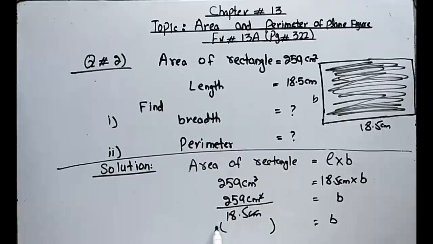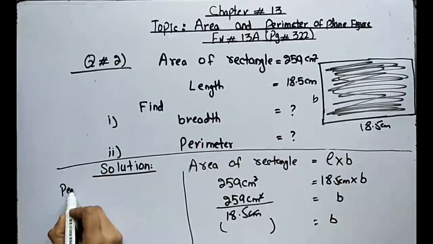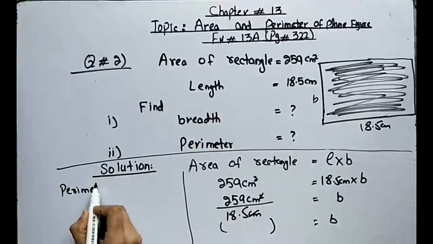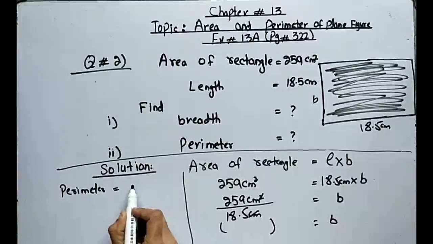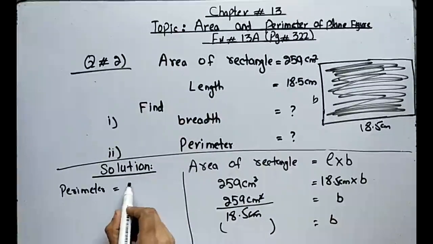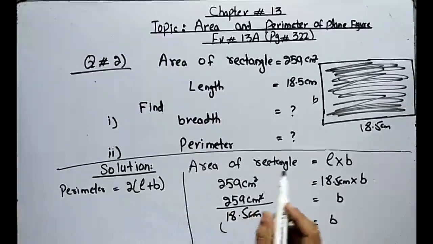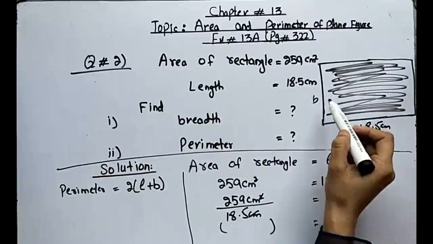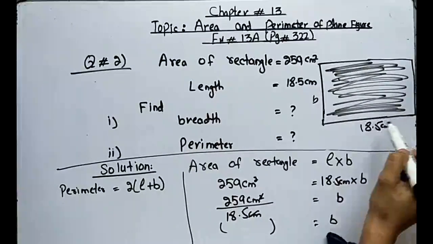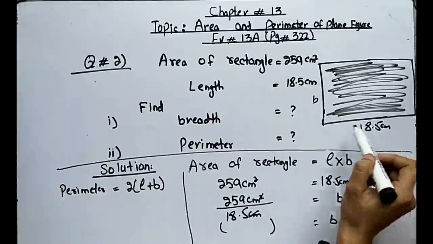Fine? Okay. And the second part of this, they are asking about the perimeter. First you will write the perimeter formula. Perimeter of a rectangle is equal to 2 into length plus breadth. Perimeter means the sum of the outer boundary, the sum of all the sides of the rectangle.